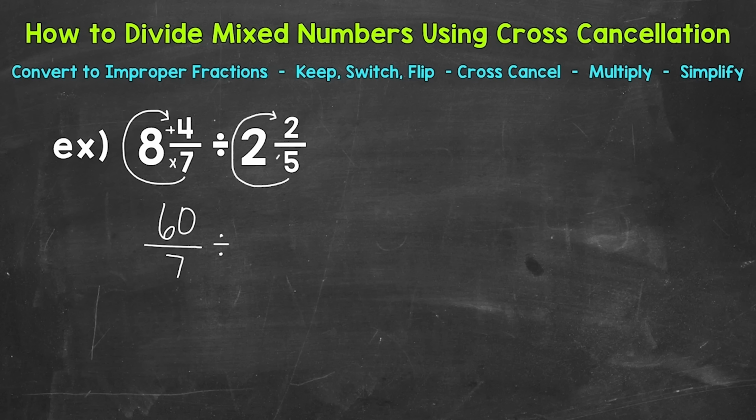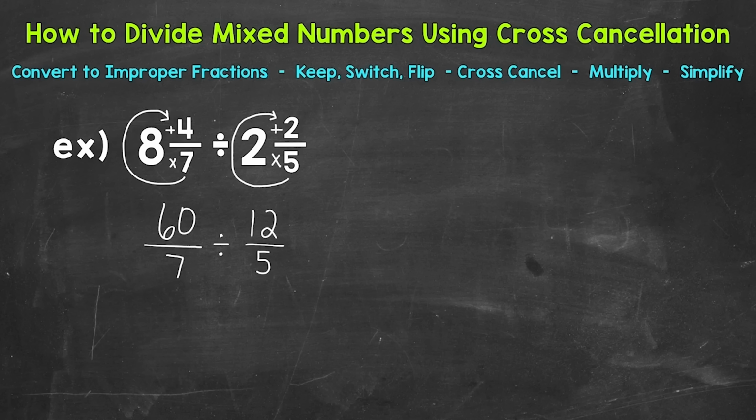So start at the bottom, multiply, then add. 5 times 2 is 10, plus 2 is 12. So we get 12/5. Now that we have our mixed numbers converted to improper fractions, we can go through our dividing fractions steps. Keep, switch, flip. Also known as keep, change, flip. There's different words out there for the steps, but they all mean the same thing.